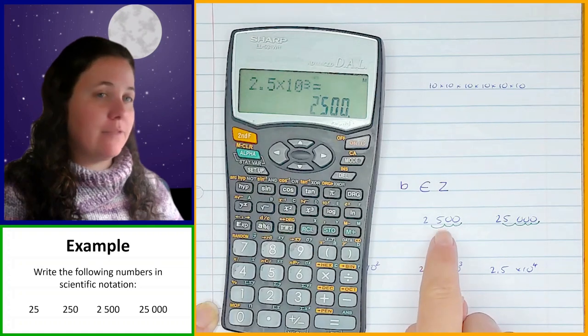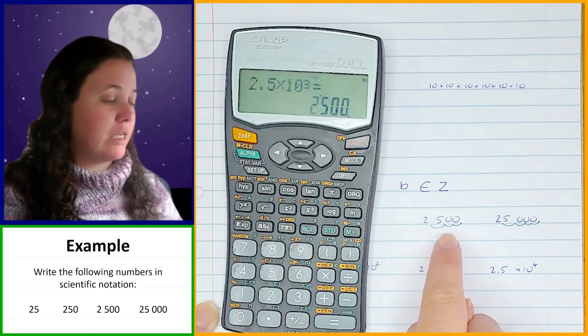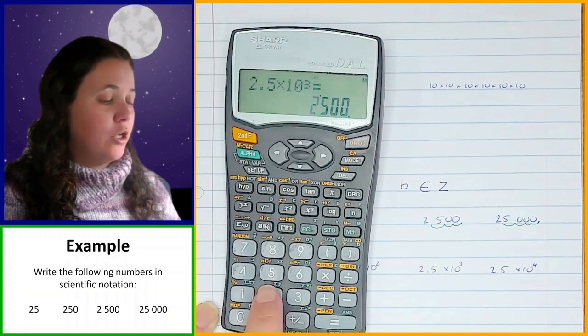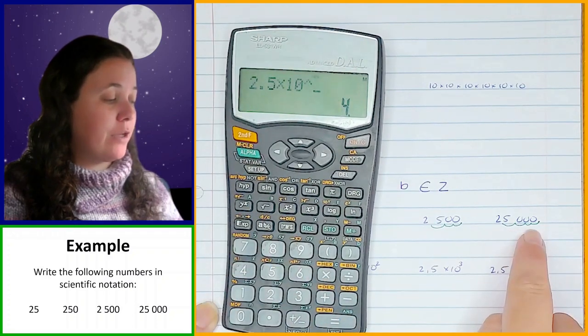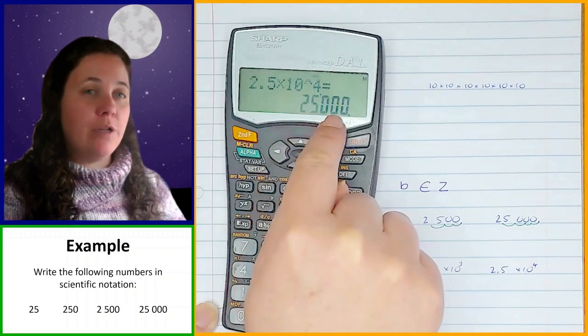And that gives us 2,500, which is what I had over there, which is what I started with. And then the last one, 2.5 times 10 to the power of 4 should give me 25,000 equals 25,000.